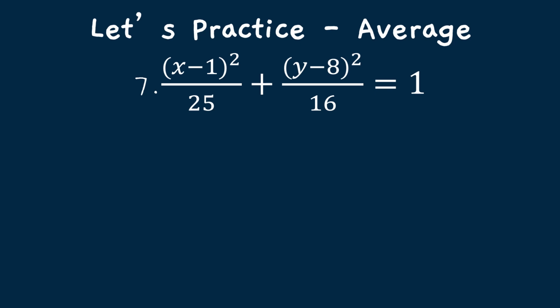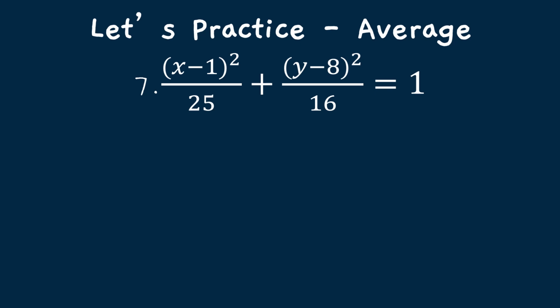Lastly, for number 7, let us have x minus 1 quantity squared over 25 plus y minus 8 quantity squared over 16 is equal to 1. So, let us try to find the LCD of this particular example. So, you multiply 25 by 16. So, the answer is 400. So, that LCD should be multiplied on our equation to remove our fraction part. Okay? So, let us write our equation.